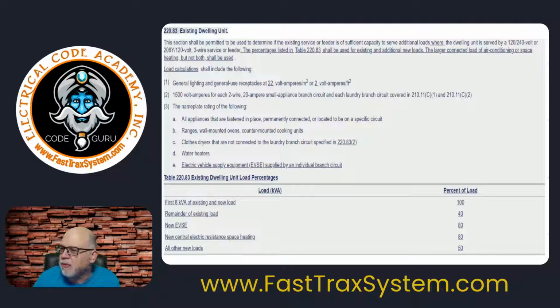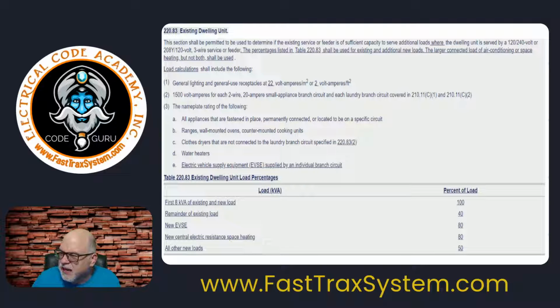It says this section shall be permitted to be used to determine the existing service or feeder is of sufficient capacity to serve additional loads where, and that's important, where the dwelling unit is served by 120/240 volt or a 208Y/120 3-wire service or feeder. It says the percentages listed in Table 220.83 shall be used for existing and additional new loads. The larger connected load of an air conditioning or space heating, but not both, shall be used. Okay, pretty straightforward, same as it was before.